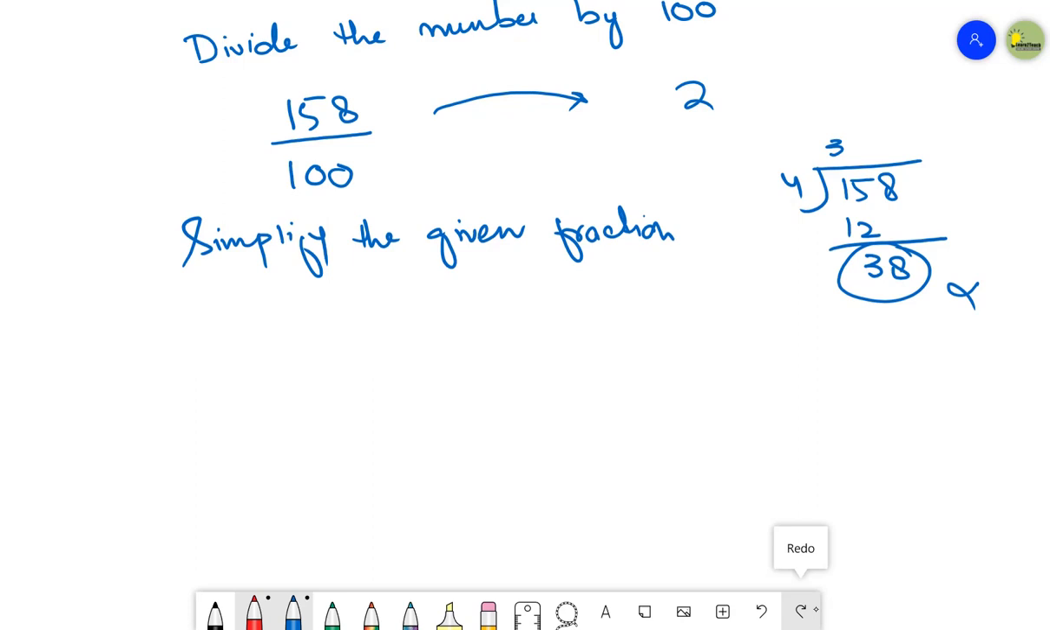So it means that it cannot be cancelled by 4. Let me cancel both the even numbers by 2. 2 50s are 100. And what about 158? 2 sevens are 14, 1 will be carried, and then 2 nines are 18. I hope I am doing it correct. So if I cancel 158 upon 100 by 2, I'll get 79 divided by 50.